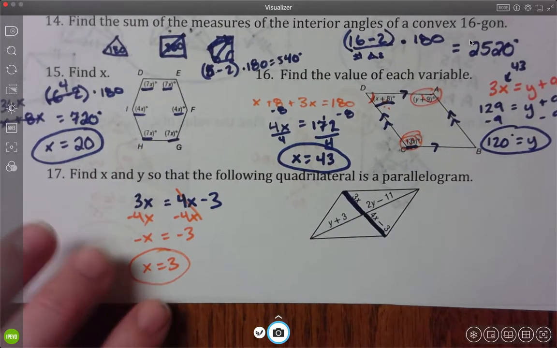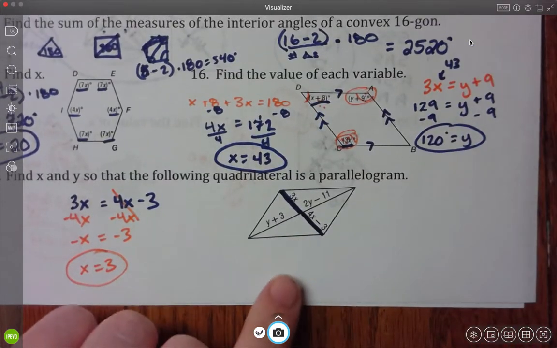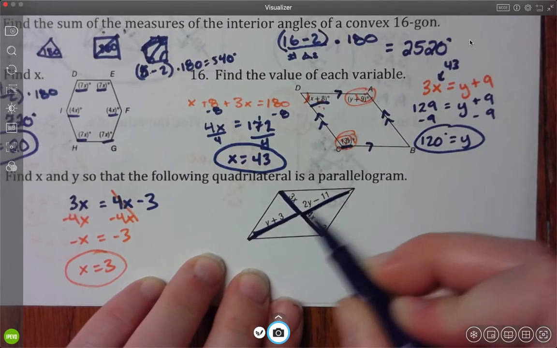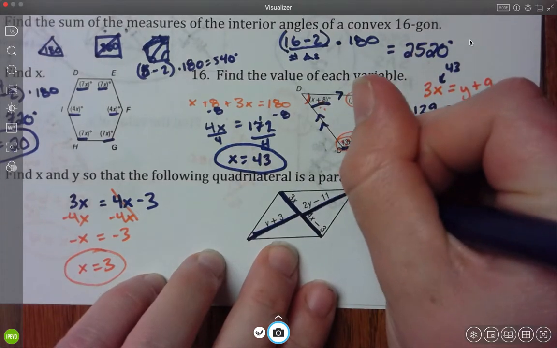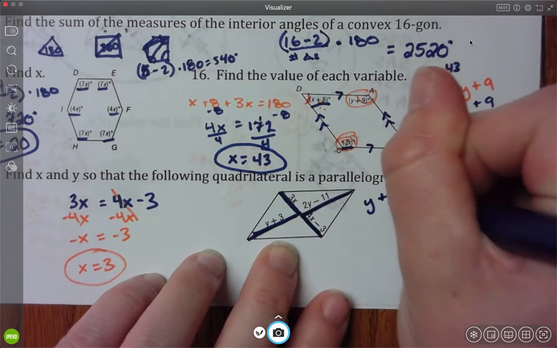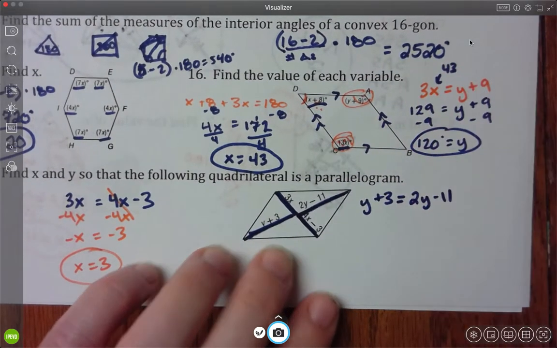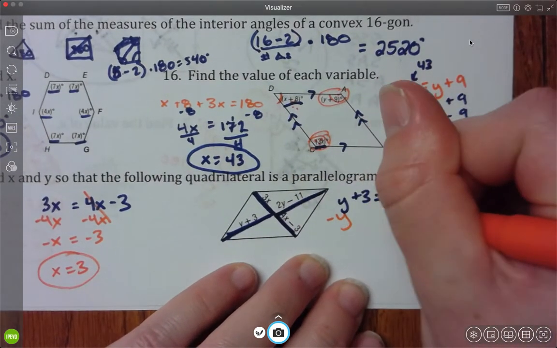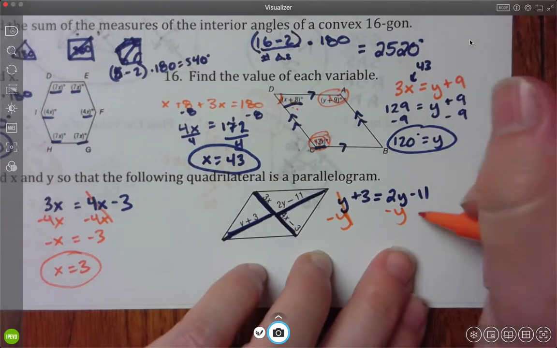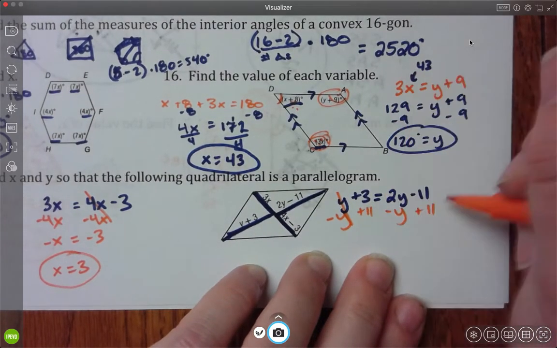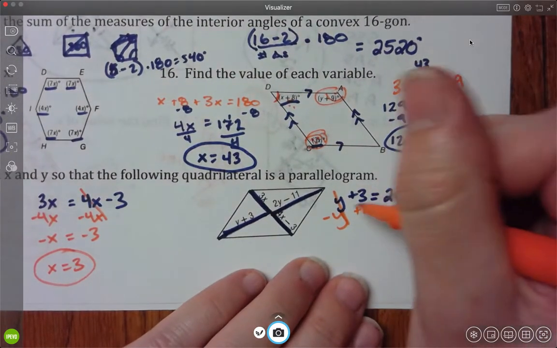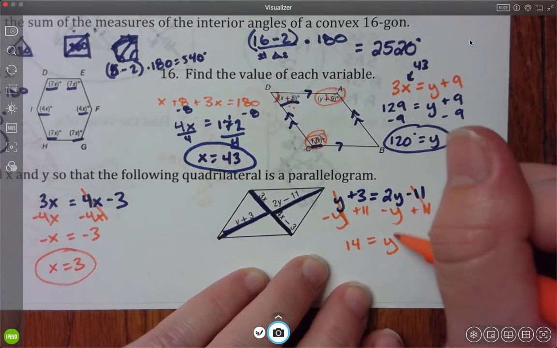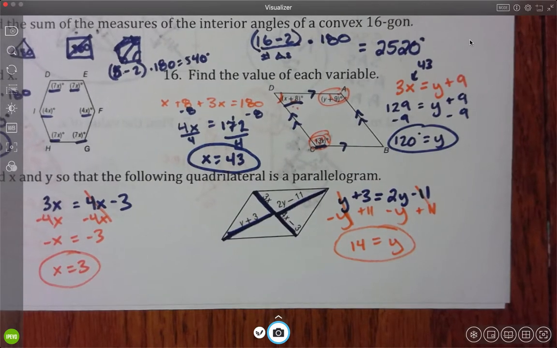Okay, the y's, same thing. y plus 3 is this length here. 2y minus 11 is that length there, and I know that those have to be the same. So y plus 3 equals 2y minus 11. Okay, and then I'm going to solve, so I'm going to subtract the y, and then I'm going to add the 11 at the same time. Okay, so the 11 is gone, so 3 plus 11 is 14. 2y minus y is just going to be y. So there he is, okay?